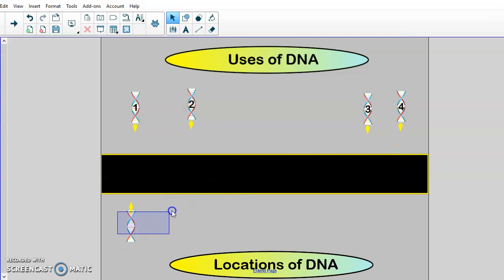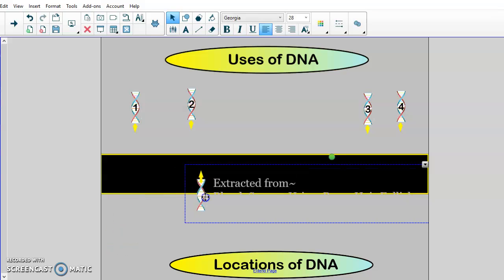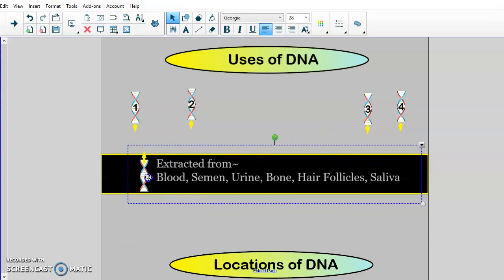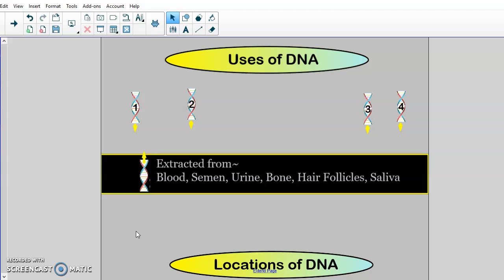And the location of DNA in the body, right? It can be extracted from any of the following: blood, from your white blood cells, semen, urine, bone, hair follicles, saliva. Okay, so lots of places in the body that you could get or pull DNA from.